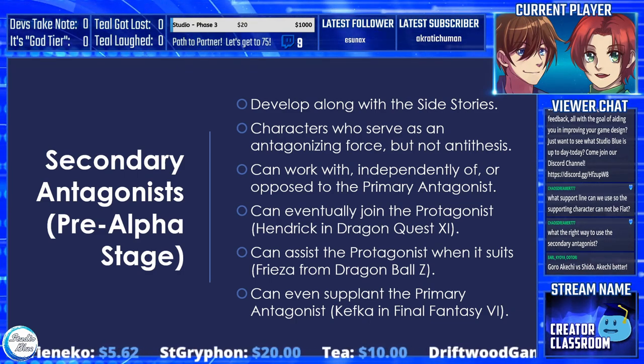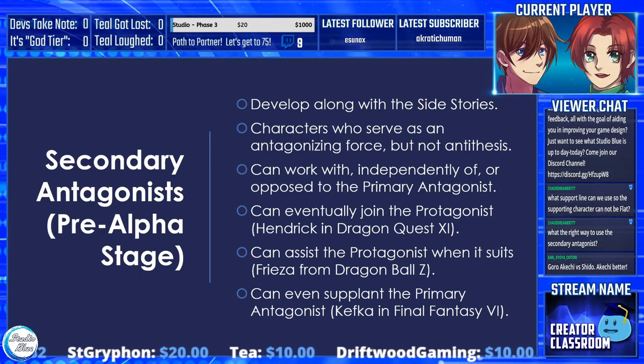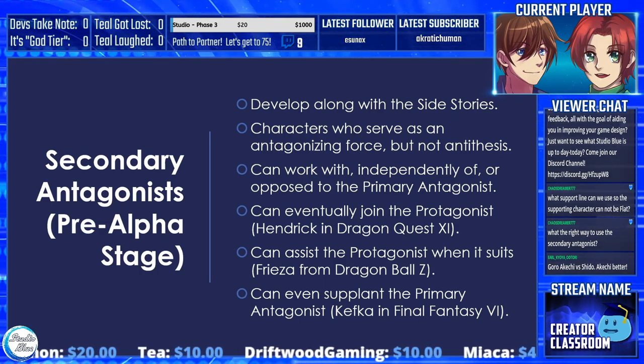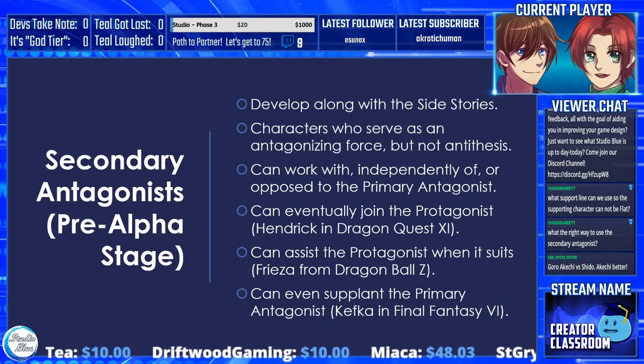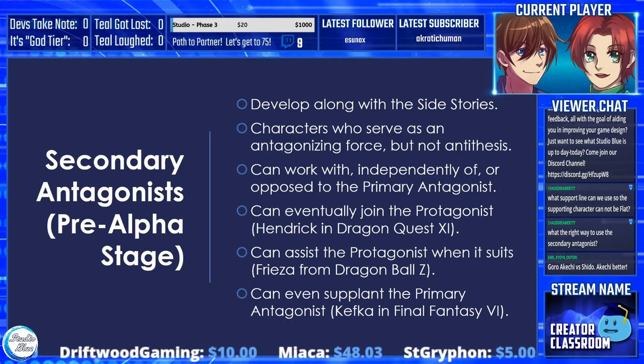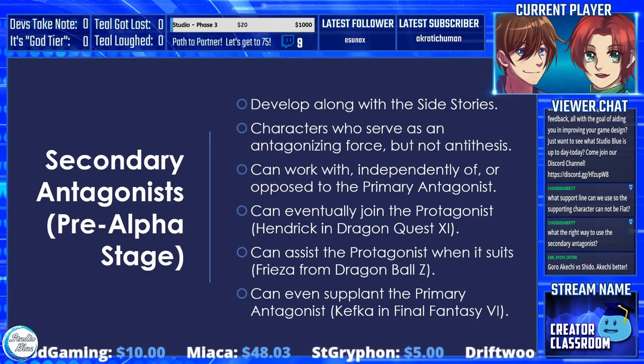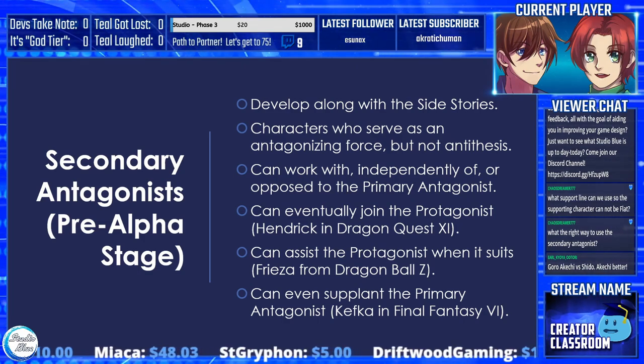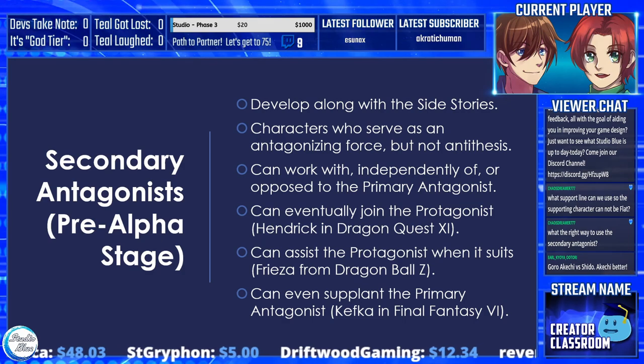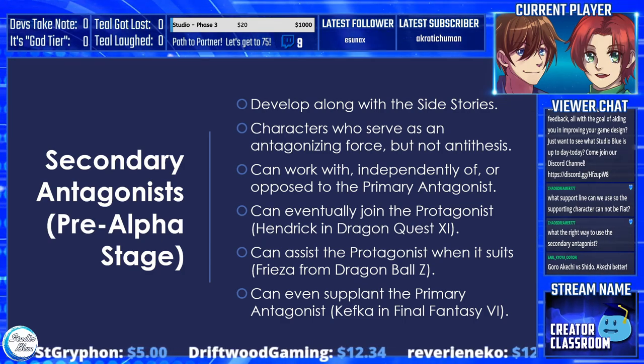Actually, we haven't gotten that far, so all we know right now is that Akechi is a punk where we're at. We just got all of our members of the Phantom Thieves. So, no spoilers. But yes, Akechi is a fantastic secondary antagonist. He is absolutely amazing. What is the right way to use a secondary antagonist?